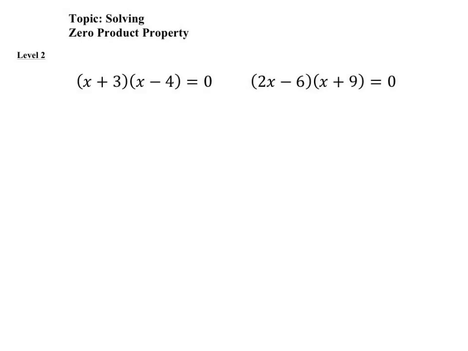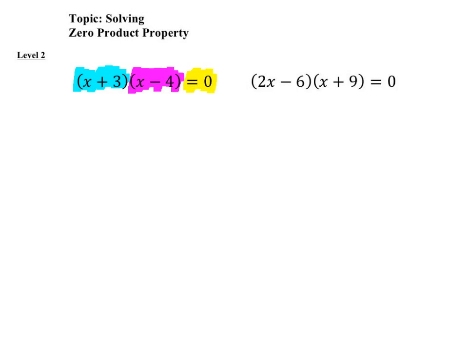In this lecture, we're going to solve equations using the zero product property. For the zero product property, you must have two factors set equal to 0. So here's our first factor, x plus 3. Here's our second factor, x minus 4. And then they're equal to 0.